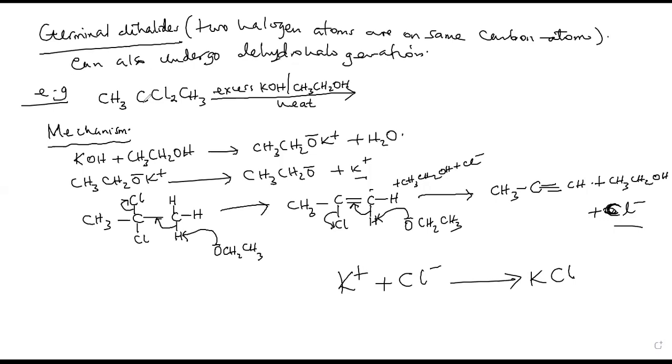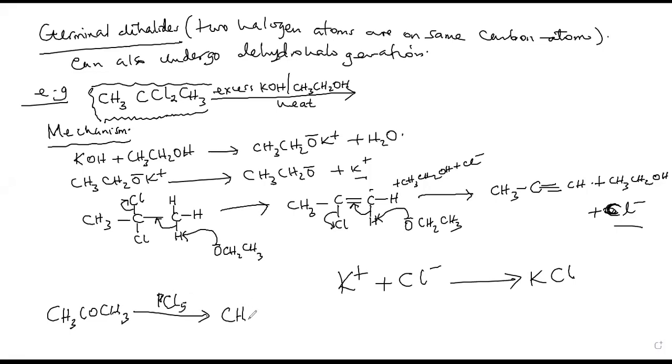These gem-dihalides, one may want to know, because for synthesis reasons, we may need to know how we get them. A gem-dihalide can be got by the reaction of ketones or aldehydes with phosphorus pentachloride. So the moment you get a ketone, like propanone, and you react it with phosphorus pentachloride, you form a dihalide.